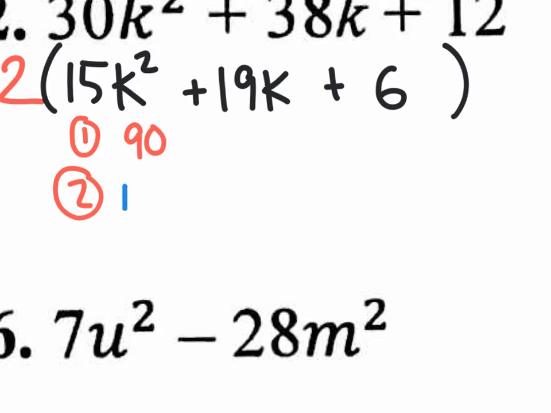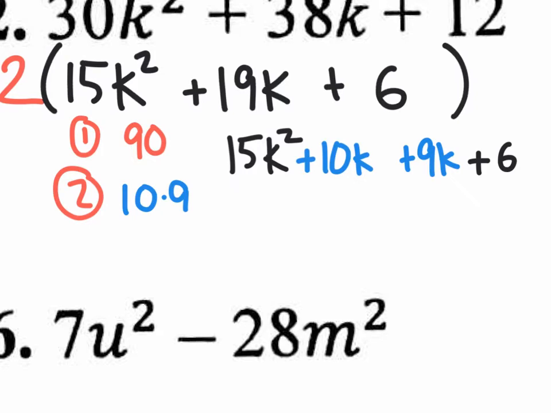If you think it through, 10 times 9 is the correct pair of numbers that give you 90, that if you combine give you 19. Step 3 is to rewrite your entire quadratic trinomial as 4 terms so you could factor by grouping. So you're going to have 5k squared, it's 15k squared, and the 19k I replaced it with 10 and 9. So 19k really is 10k plus 9k, that's a total of 19k's. Notice that I left some space between it.